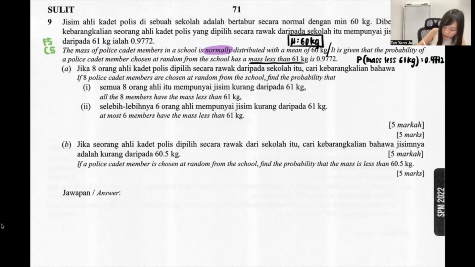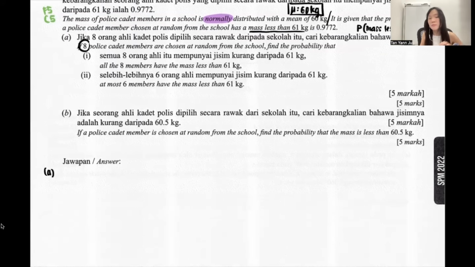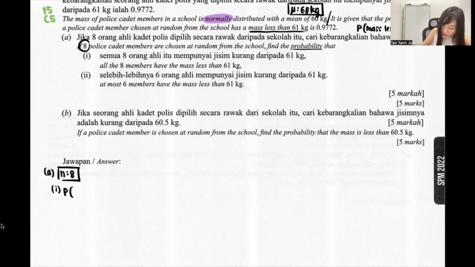So now let's move on. A1, first. They say if 8 police cadet members are chosen at random, so they choose among 8. That means maximum 8. Do you have more than 8? No. That means N is 8. They say find the probability that all the 8 members have a mass less than 61 kg.